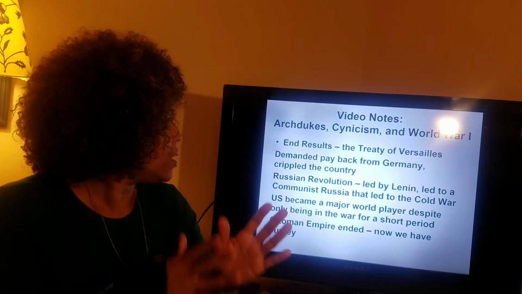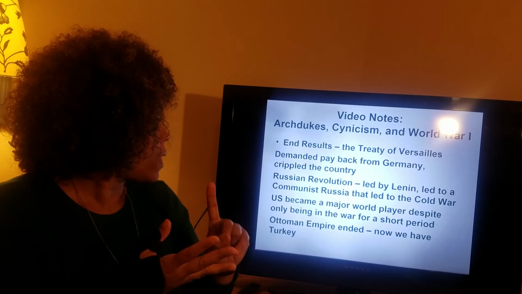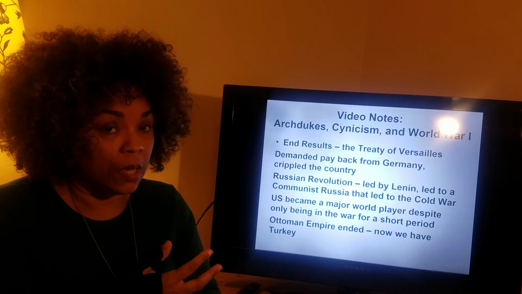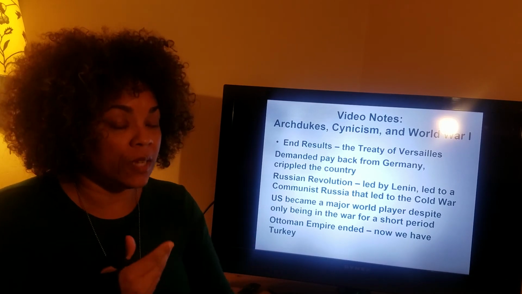The end result, Treaty of Versailles, the demand for payback from Germany, which crippled the country and made them furious and whipped them up into a frenzy, which led to Hitler.